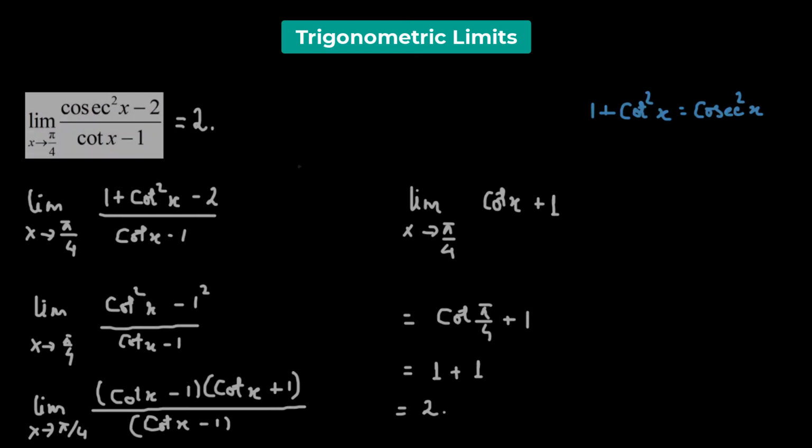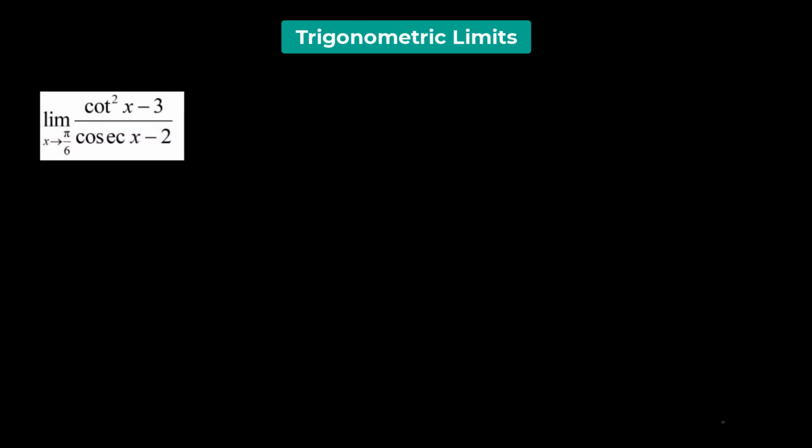Let us do another one. So we need to determine the limiting value of the given trigonometric function when x approaches pi over 6. So clearly when we do a direct substitution for the value of x into the given function, we are going to get an indeterminate form, which is 0 over 0. So that means we are going to need to do some simplification to the given function.